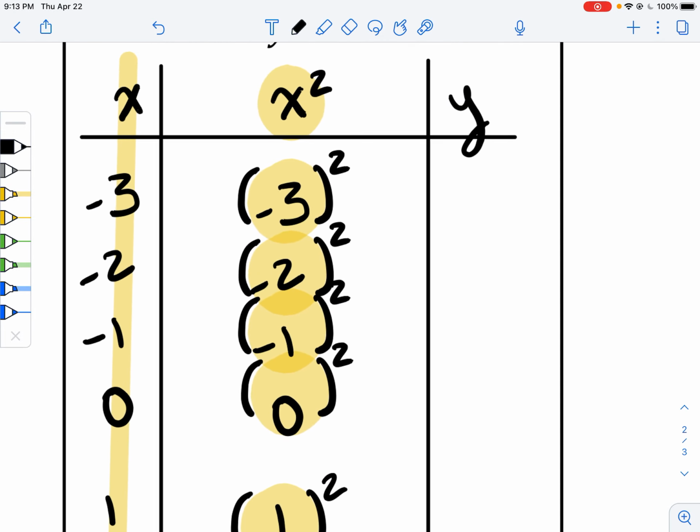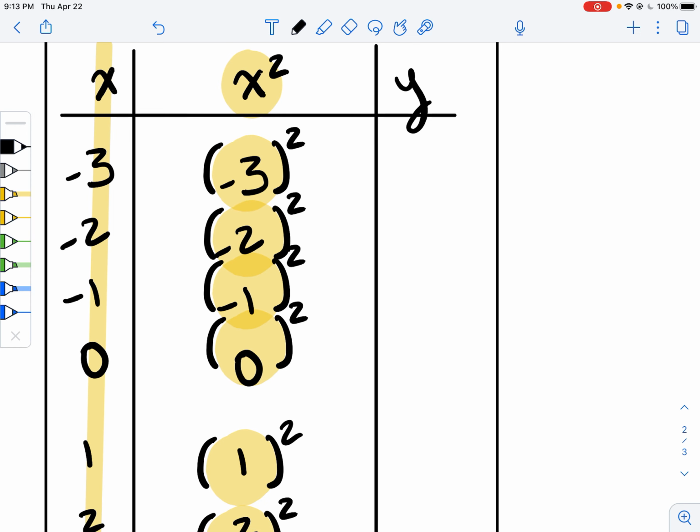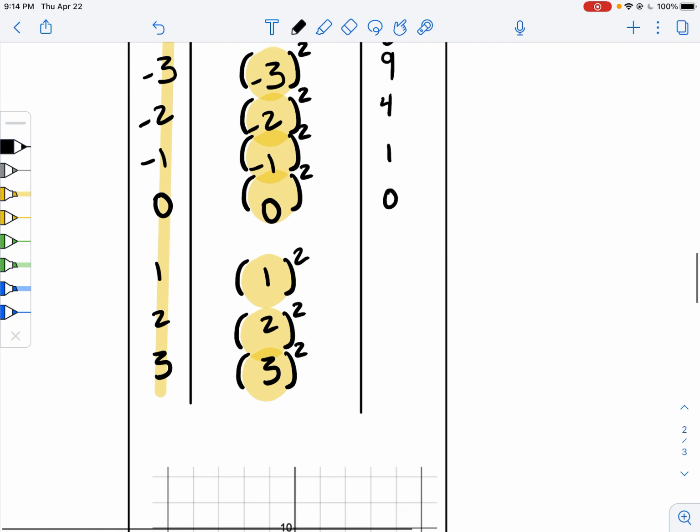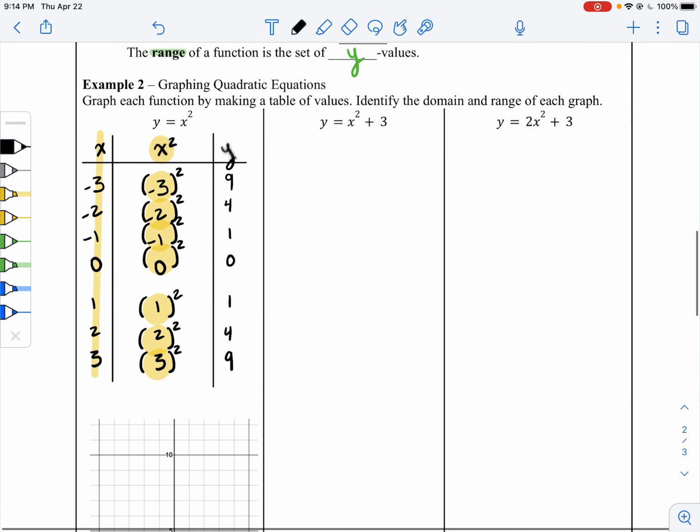So let's find out. What is -3 squared? -3 times -3 is +9. -2 times -2, +4. -1 times -1, 1. 0, 1 squared is 1, 2 squared is 4, 3 squared is 9. How fun is that?